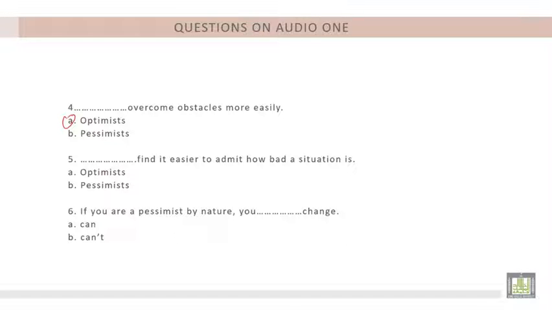Optimists. 5. Blank find it easier to admit how bad a situation is. A. Optimists, pessimists? Actually, pessimists find it easier to admit how bad a situation is. Number 6. If you are a pessimist by nature, you blank change. So if you are born a pessimist by nature, you can't change.